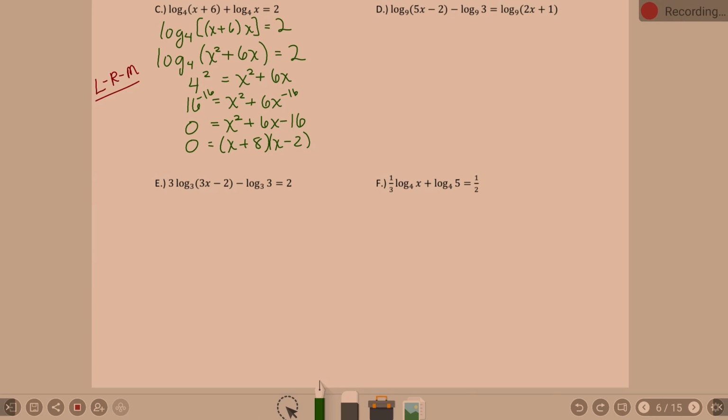Officially set each factor equal to 0. It can be negative, right? What solutions do I get officially? Negative 8 and positive 2. Negative 8 and positive 2. And here's what I'm going to say: go back and check.